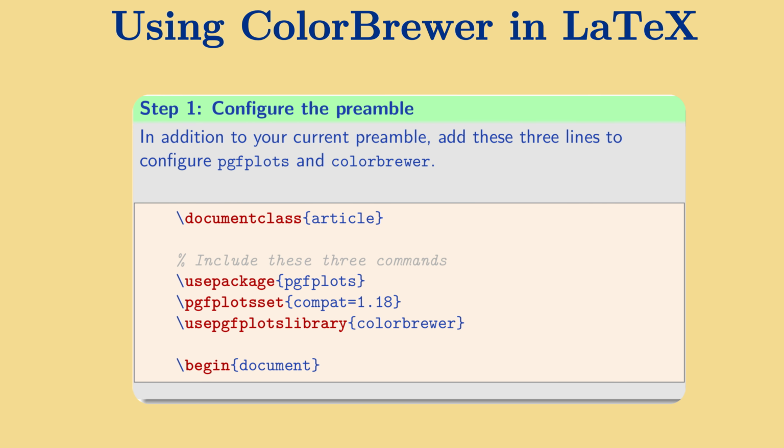To use the ColorBrewer package, you'll first need a working LaTeX environment. I'll walk you through the 4 steps required to apply ColorBrewer palettes to your figures. Step 1 is configuring the document preamble. Right after the document class declaration, you need to include 3 commands. These enable PGFPlots and load the ColorBrewer library. Once this is done, the color schemes become available through your document.